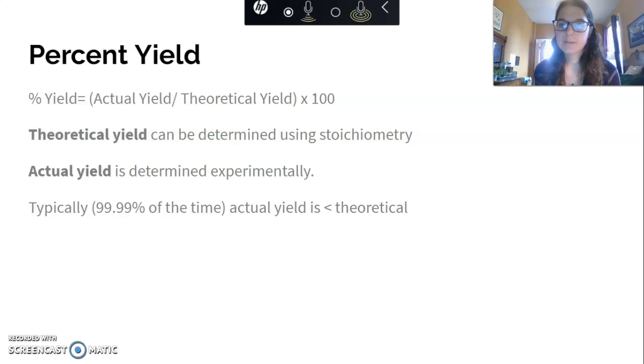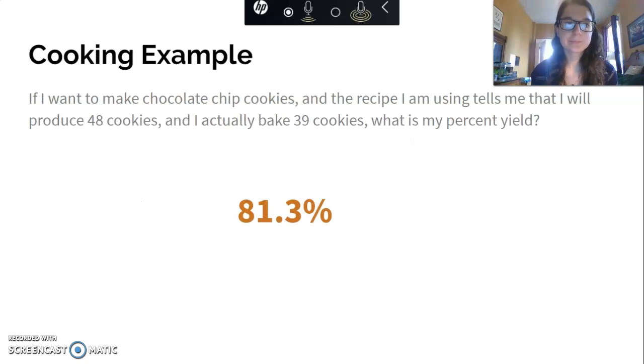Your theoretical yield is always determined by stoichiometry, and your actual yield has to be determined by an experiment. A lot of times on test questions, they give you the actual yield, so you're not expected to do an experiment and then do all that. But in the lab, if I ask you for your percent yield, you should be able to determine it. Typically, 99.99% of the time, your actual yield is less than your theoretical yield because most of the explanations for why we don't get exactly what we expect lead to a lower yield than expected.